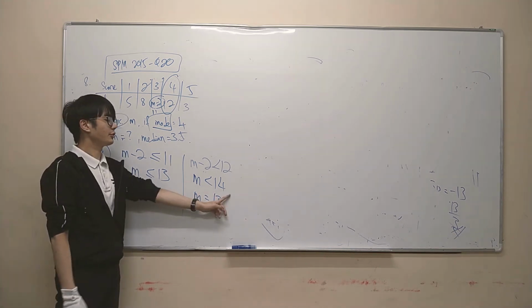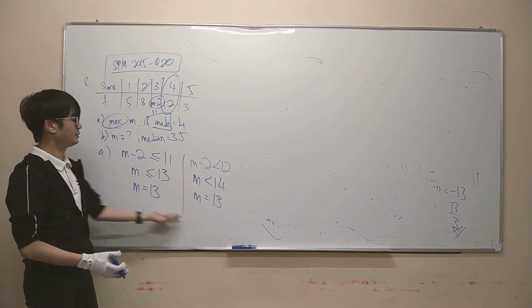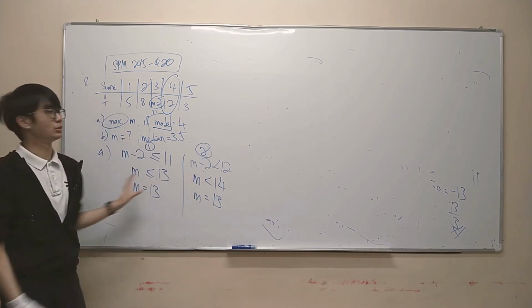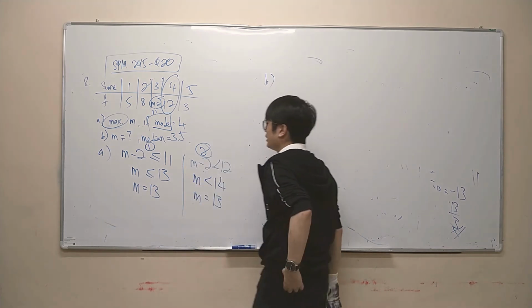What about here? N smaller than 14. What's smaller than 14? 13, 12, 11, and so on. But you choose the maximum, so it's still 13 lah. So you have two options. Pilih satu. Okay, sama saja lah. Same only. Okay, tak payah buat both lah. Okay, just choose one.